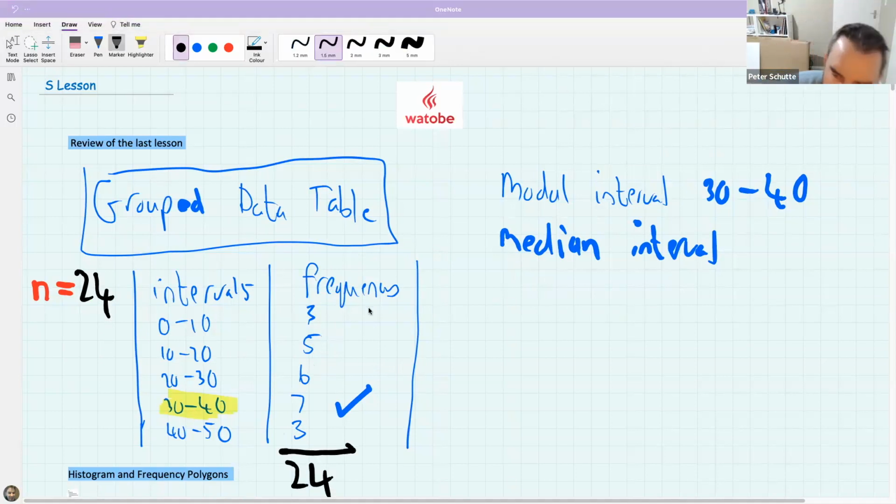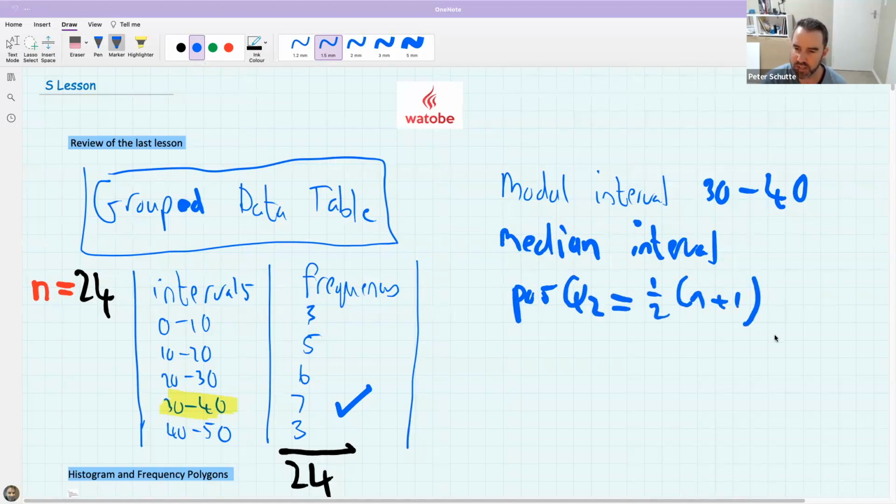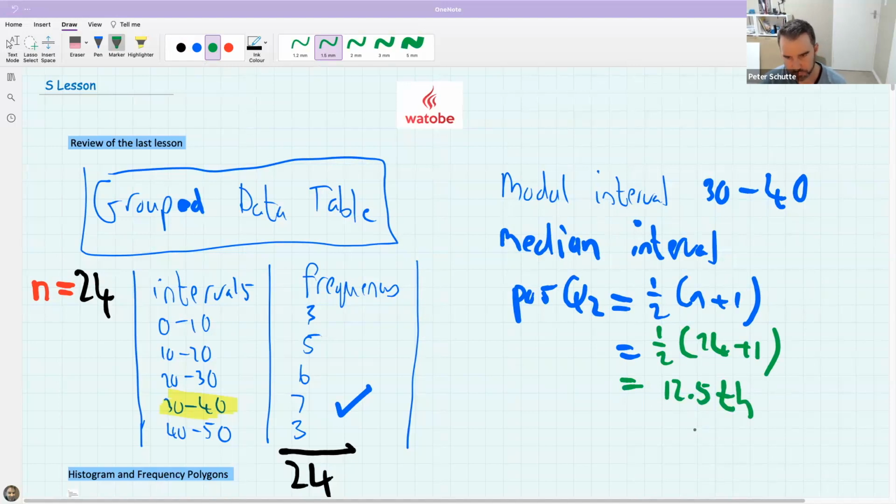Okay. So what we need to do now is calculate the position of the median. So if n is 24, the position of the median is going to be a half times n plus 1. So what is the position of our median? It's going to be the 12.5th position. Now, which interval is going to contain the 12.5th position?